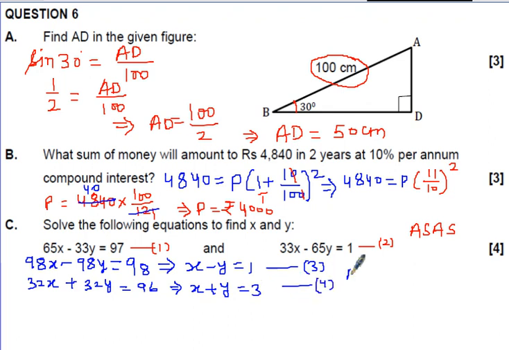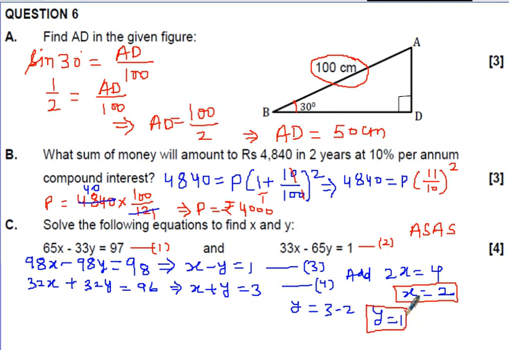Now again adding. Adding 3 and 4, so y will get cancelled, you will get 2x is 4. So x comes 2. Now when you substitute x in any one equation, you get y equal to 3 minus 2, so y equal to 1. So you got two answers. One is x is equal to 2 and other is y equal to 1. Clear?